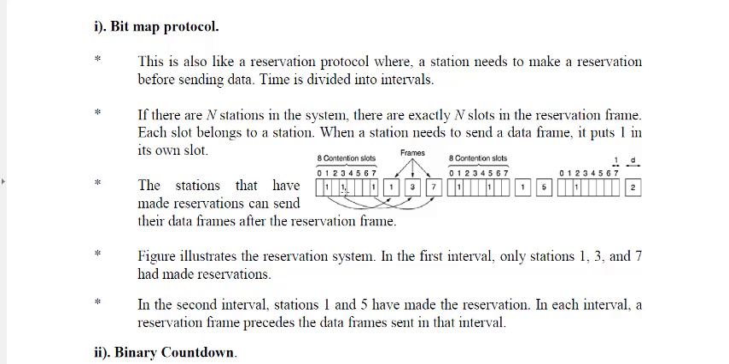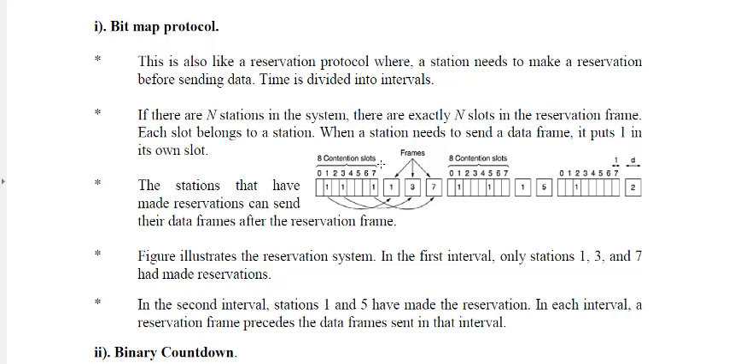How does it reserve? For example, this is meant for station zero. This is for station 1, 2, 3, 4, 5, 6, 7. And if you look here, station 1 booked the reservation, the third station booked the reservation, and the seventh station booked the reservation. So these three want to send, others don't want to send. So automatically, frames from 1, 3, 7 are selected.